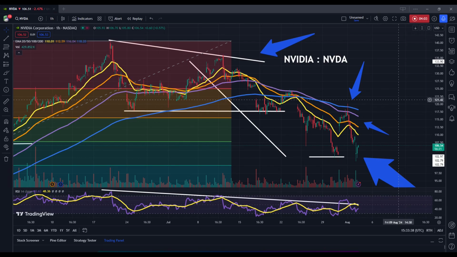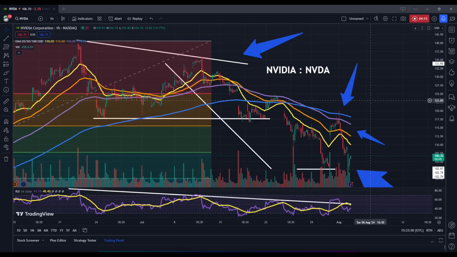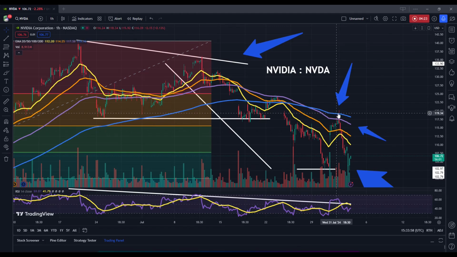Overall, these figures are important because this does suggest that we're entering into new territory as far as the technology space is concerned, and as the broader market is concerned. So here, when we take a closer look at the hourly chart, we can see another example of failure right at the top of this exponential moving average cluster.